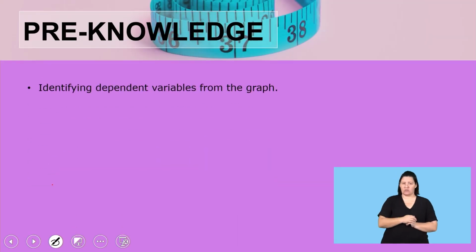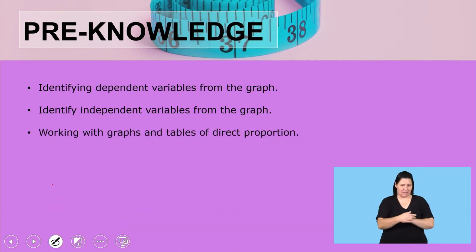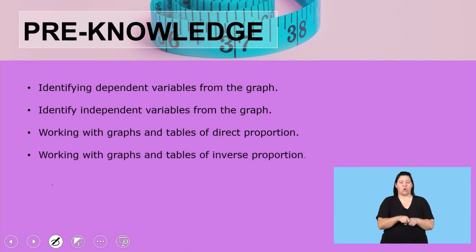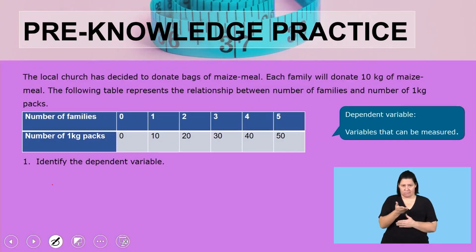Let us have a look at the content that was covered previously, which needs to be applied in this lesson. Firstly, identifying dependent variables from the graph, identifying the independent variables from the graph, and then working with graphs and tables of direct proportion, as well as working with graphs and tables of inverse proportion. So let us get the practice of what you learned previously so that you can remember as we are going to apply it now here.